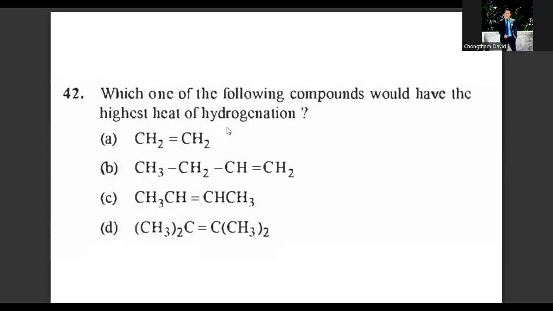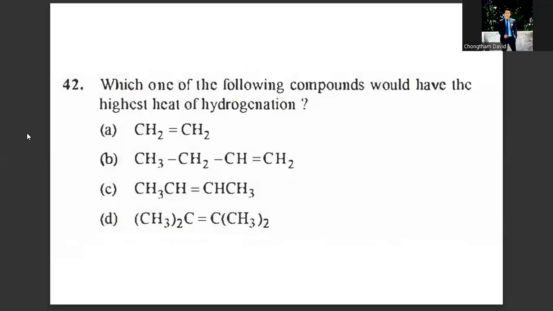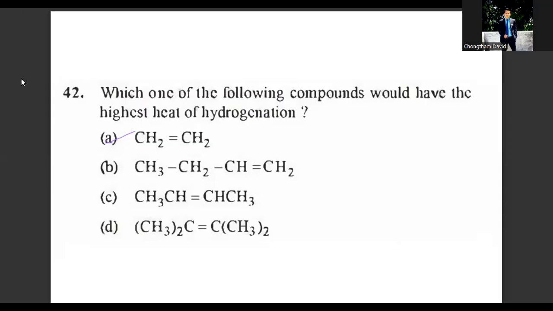Which one of the following compounds has the highest heat of hydrogenation? The heat of hydrogenation of alkene depends upon its stability. You have to mark that point, keep it in mind. Higher the stability, lower the heat of hydrogenation. I'll repeat, higher the stability, lower is the heat of hydrogenation. And since ethene has no substituent, it is the least stable alkene and hence it has the highest heat of hydrogenation. I hope it's clear. So 42 answer will be A. Let's move on to question number 43.